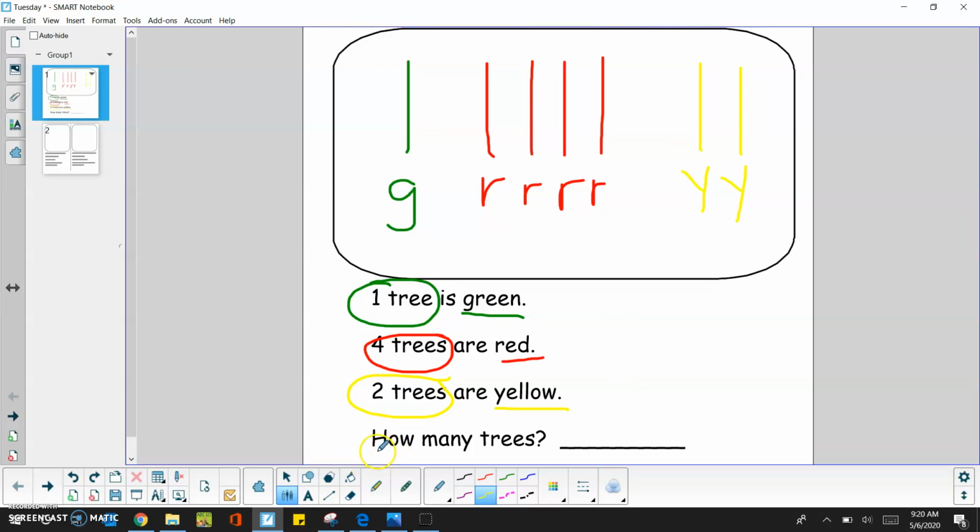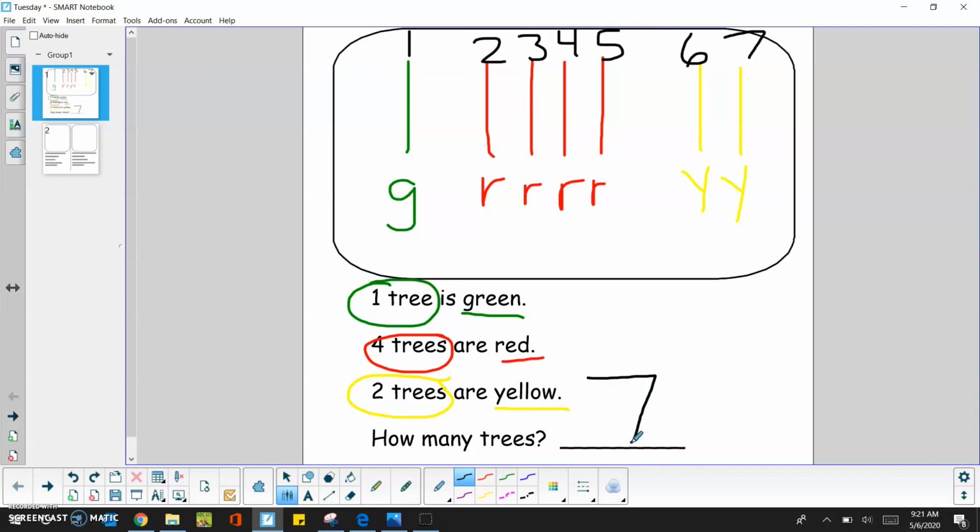And down here it's asking us, how many trees? Well, let's count how many trees. We have 1, 2, 3, 4, 5, 6, 7. Did you guys count 7 trees too? I see that 1 and 4 and 2 make 7. So down here it says, how many trees? How many trees do we have, boys and girls? That's right, we have 7 trees.